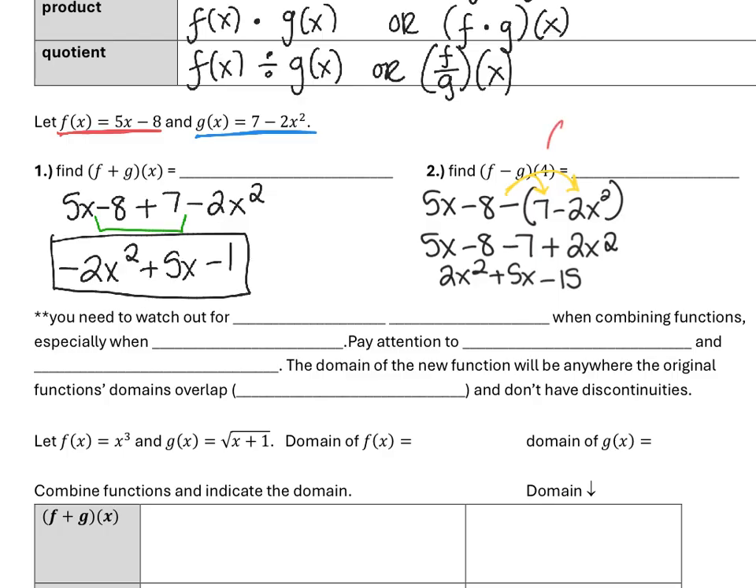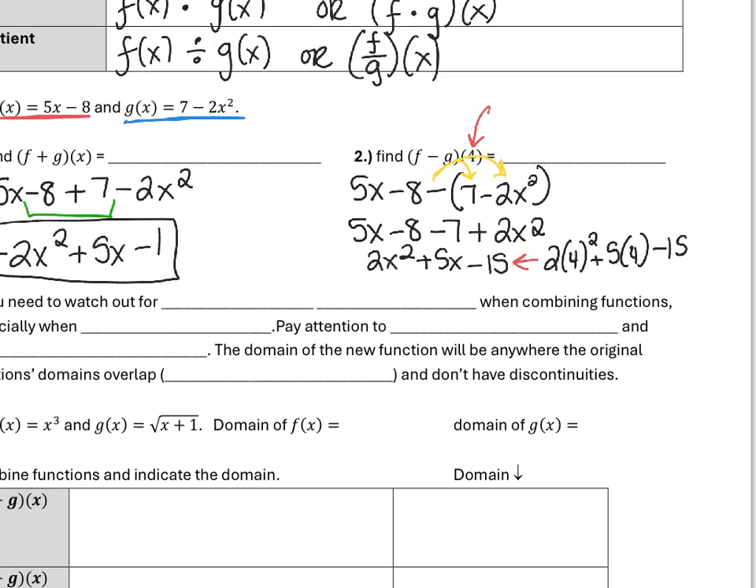Then our last step, because it asked us for f minus g of 4, is we are going to plug in 4 for every x that we see to get the value of that function at 4. So 2 times 4 squared plus 5 times 4 minus 15. Remember, order of operations, we have to do the exponent first. 4 squared is 16, so we get 32 plus 20 minus 15. And then when we just do our math across, this ends up being 37.